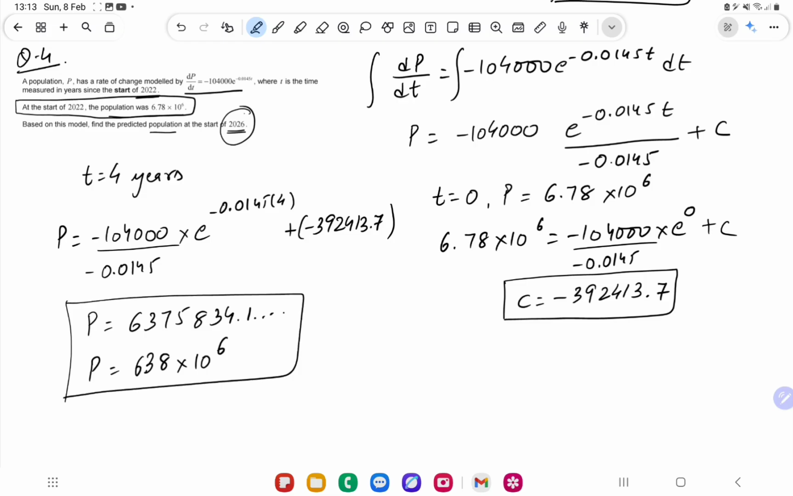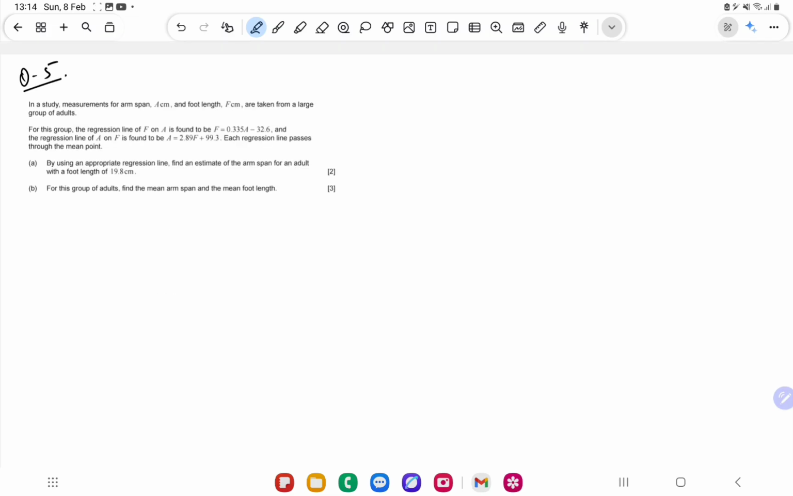Now let's move to the next question. Now in this question, the measurement of arm span, which is a centimeter, and foot length f are taken from a large group of adults, and those two functions are given to us as, for the regression line, f on a is given to us as this, and for the regression line, a on f is given to us like this. Now each regression line passes through the mean point. So my first thing is to find out the mean point.